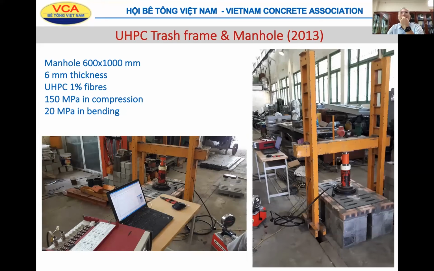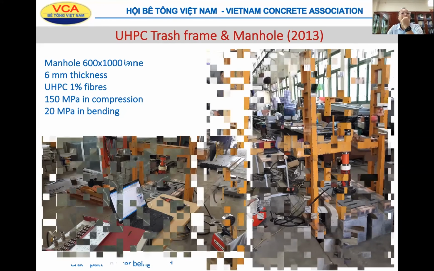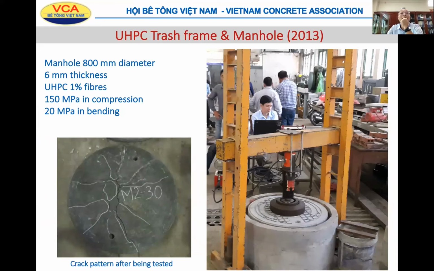Another application, we try to use UHPC for truss frame and manhole, and reduce the thickness of the manhole a lot compared with ordinary concrete. And we also tested a round manhole with a diameter of 800 millimeter and 6 millimeter thickness. Just 1% fiber, it can carry and reach a high stress in bending of about 20 MPa.